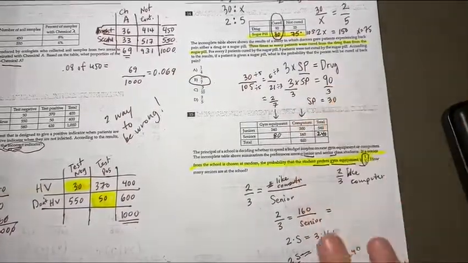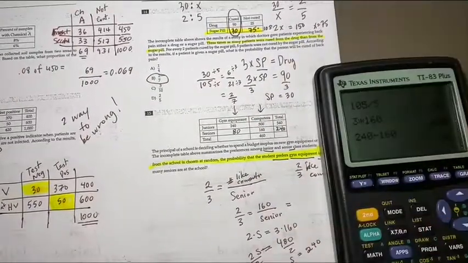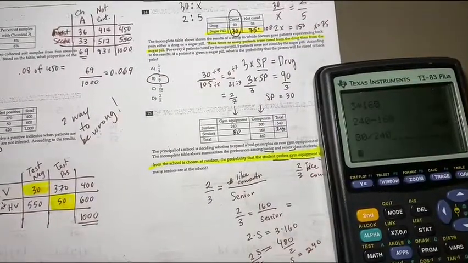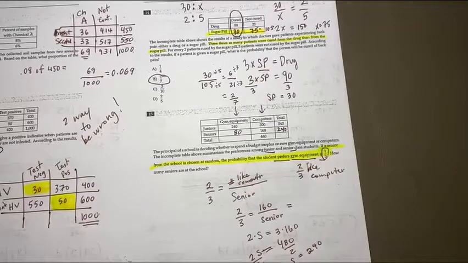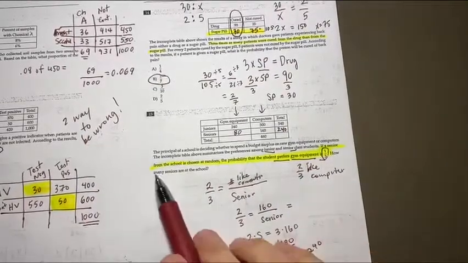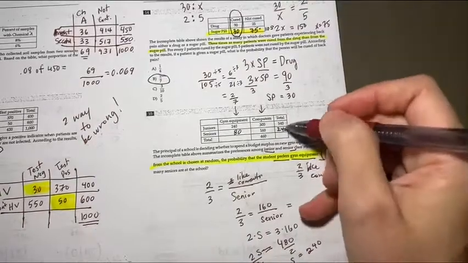So you can double check this as well. When you divide 80 by 240, you say, yep, that's a third. So I got it right. Now, how many seniors are at school? Nah, we already got our answer.